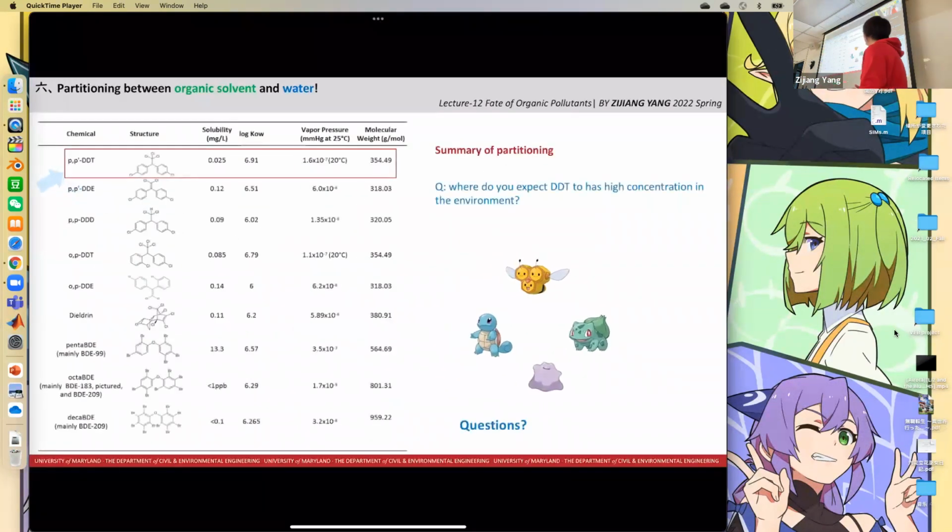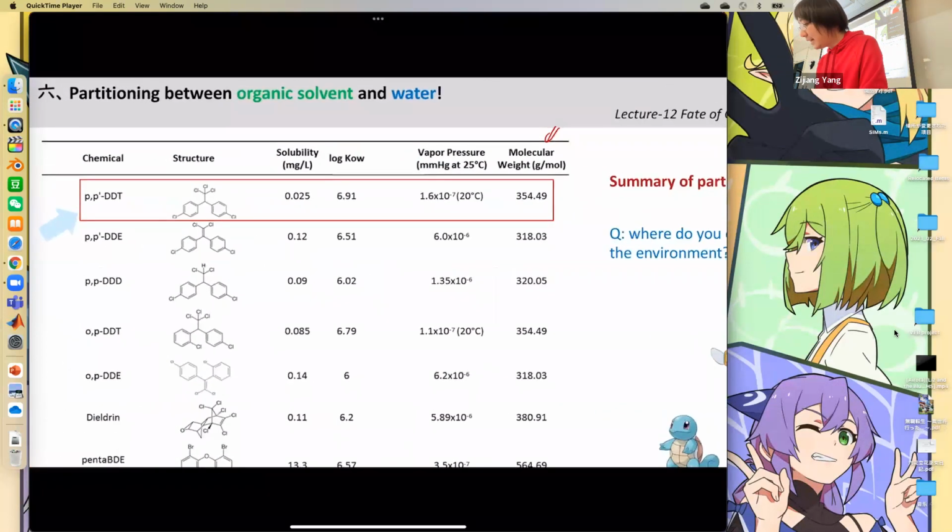And here is just an example. On the left side, we have a table of chemicals with different properties. We can see, for example, we have the DDT and we have different other pesticides. And here is the chemical structure, and here is the water solubility. And this is the log KOW. Because the KOW may be very large, we sometimes use log KOW to express this. And we also know the vapor pressure of the chemical. And sometimes we know the molecular weight.